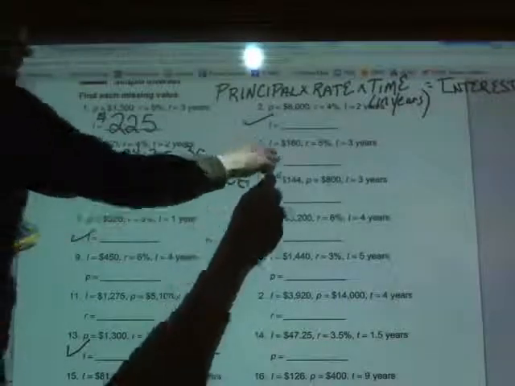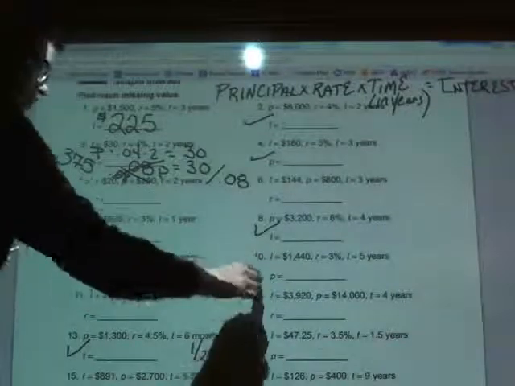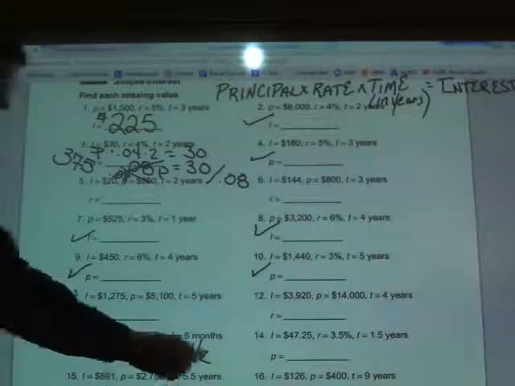You're going to use that same structure, that same approach, when you're finding anything that's looking for P. So you're going to be using that in question number 4, and question number 9, and question number 10, and question number 14.